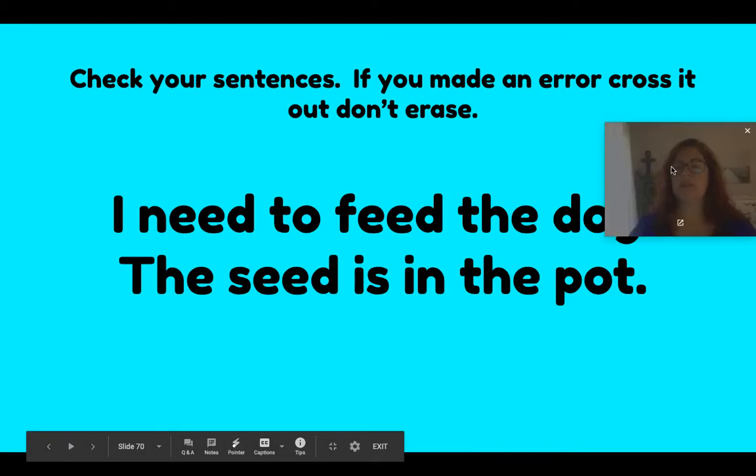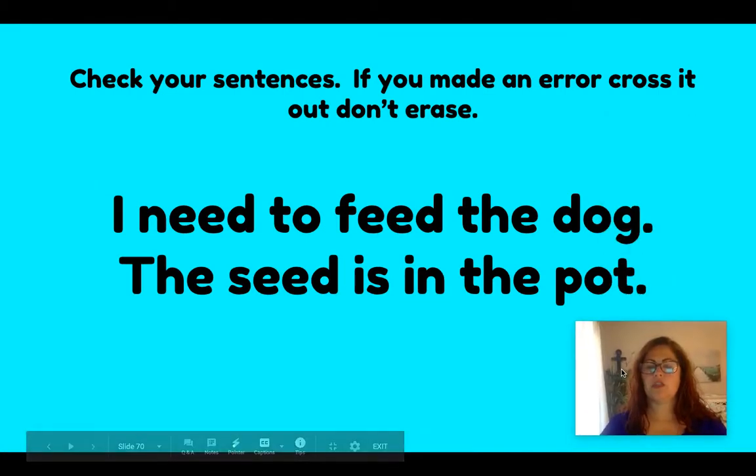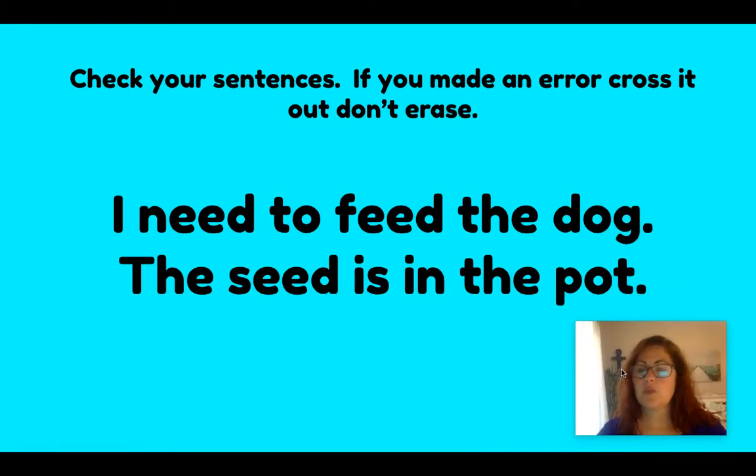Now we're going to check. So, check to see if this is what you wrote. If you made an error, cross it out, don't erase. Just cross it out. For example, if you made an error with feed, say you wrote fed instead of feed, cross out fed and then write it correctly above it. Okay, so those are our sentences. I need to feed the dog. The seed is in the pot.